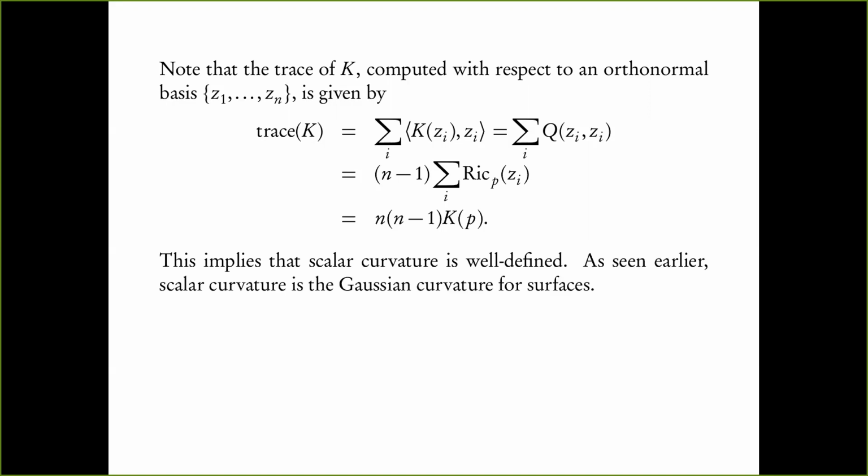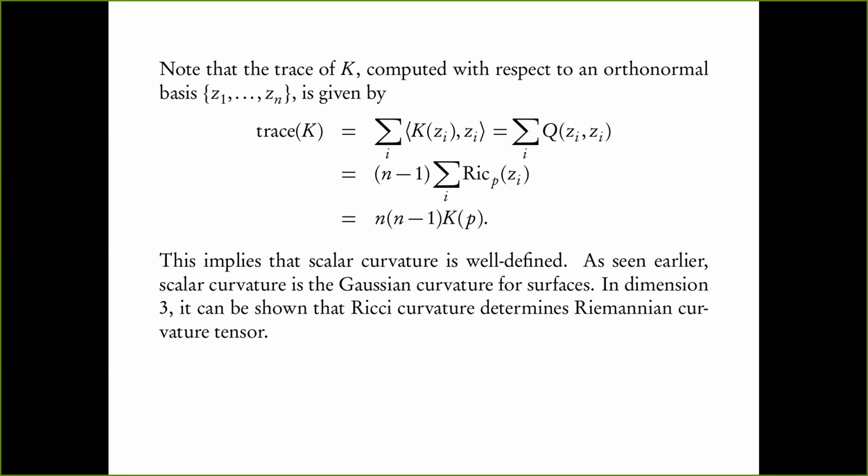Okay? So the scalar curvature is simply the Gaussian curvature when you deal with surfaces. In general, the Ricci curvature determines the Riemannian curvature tensor in dimension 3. This is not true in higher dimension. This is only specific to dimension 3. In dimension 2, everything is the same, as we just saw. In dimension 3, however, the scalar curvature will not determine the Riemannian curvature, but the Ricci curvature and the Riemannian curvature are one and the same, in the sense that one determines the other in dimension 3.